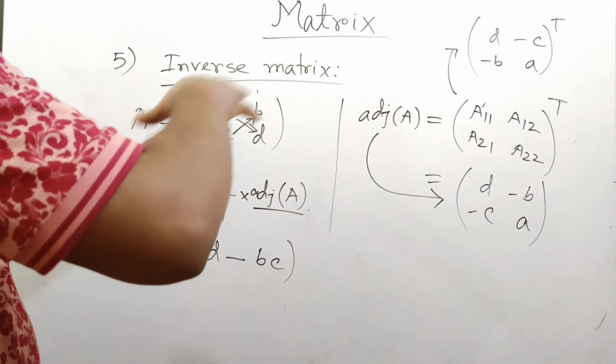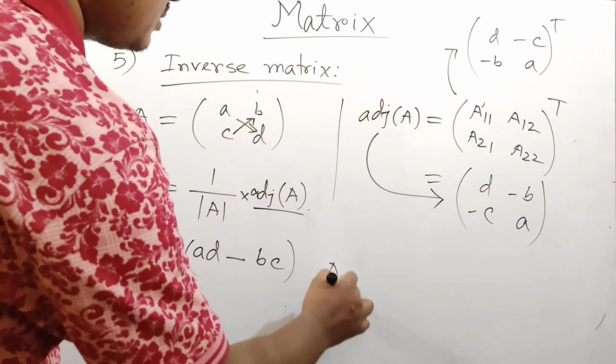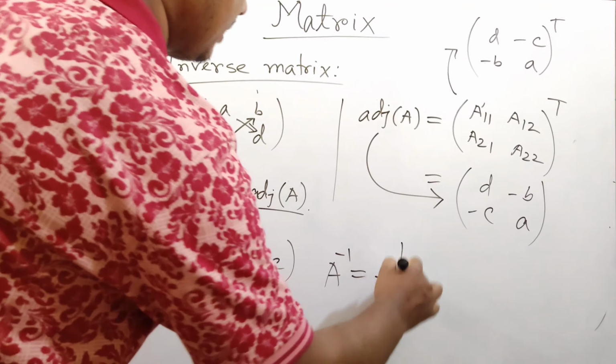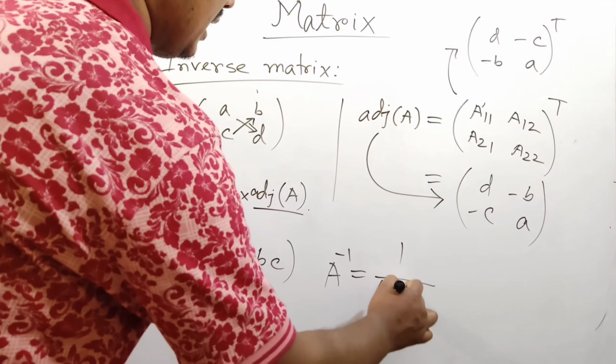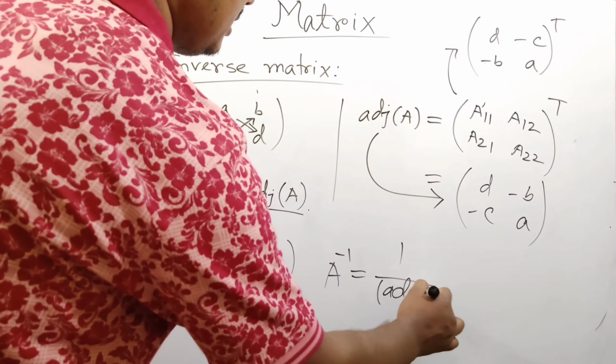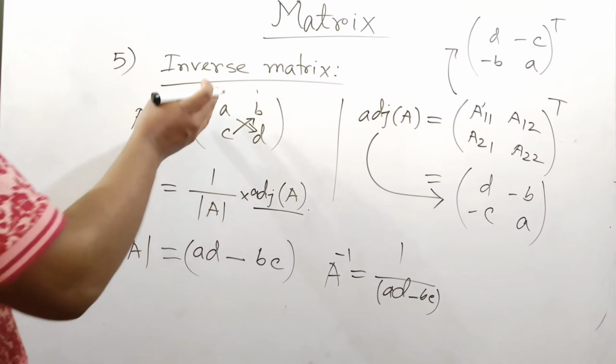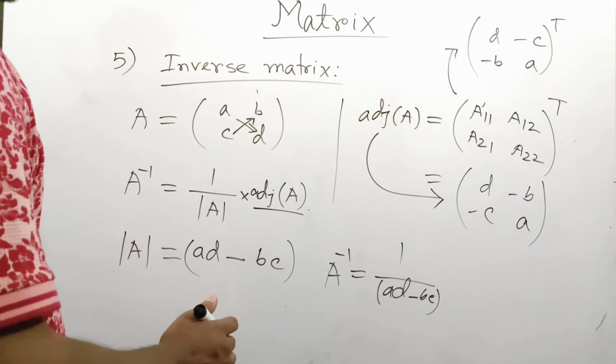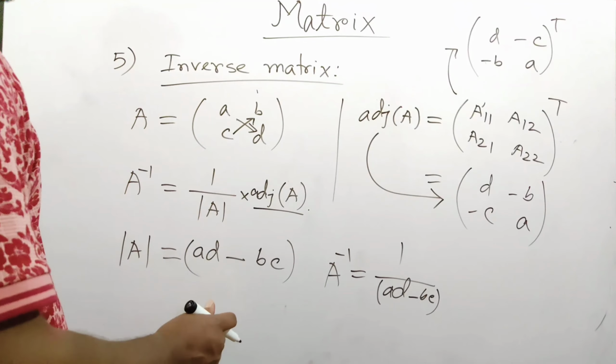So if you look at it together, the formula becomes A inverse equals 1 by determinant of A, that is AD negative BC, times the adjoint. It is so easy, you can find this multiplication quite easily, but finding the adjoint is quite complicated and also time consuming.